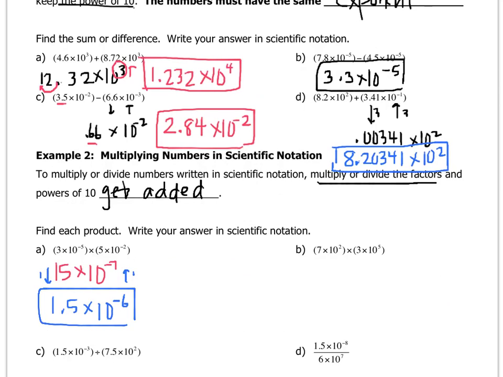Letter B, multiply your numbers. 21 times 10 to the 7th. This also has to get changed. It has to go down 1 to make it 2.1, so therefore this will go up 1. So I get 2.1 times 10 to the 8th.